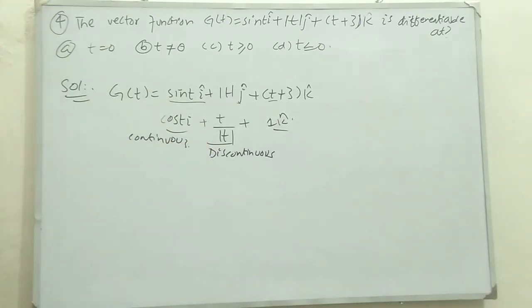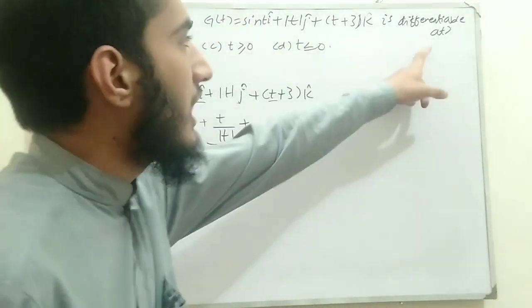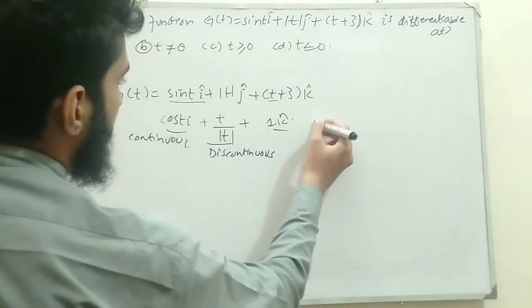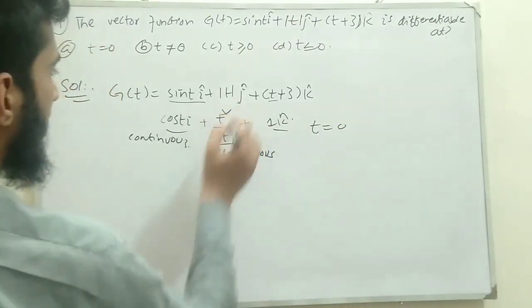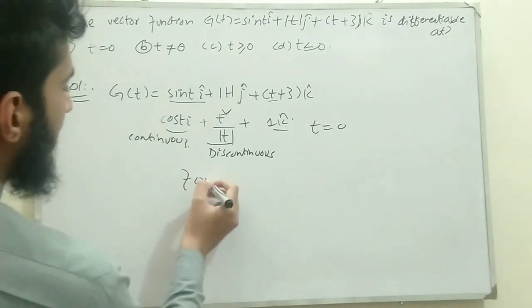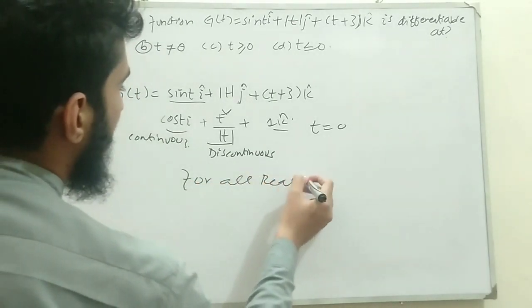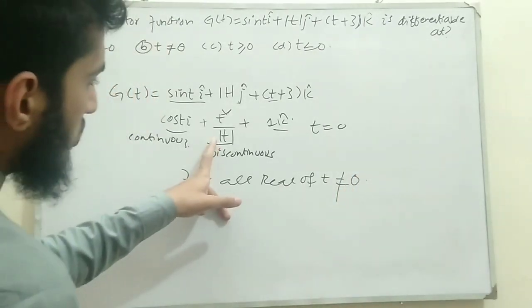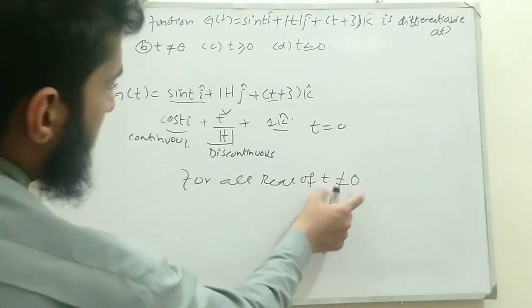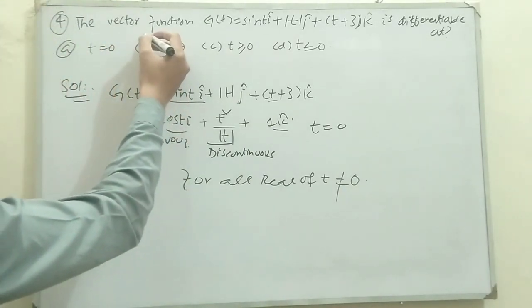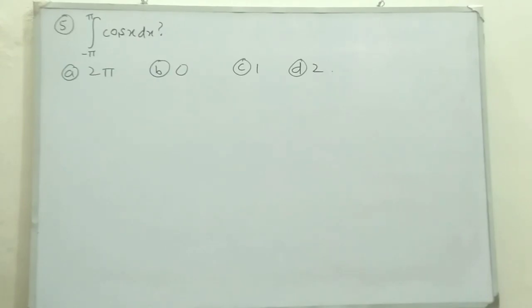But they are asking about differentiable. The vector function is differentiable at: here this function is continuous at t equal to 0, except the function t divided by mod of t. But this function is differentiable for all real values of t except t equal to 0, because at t equal to 0 it goes toward infinity, and all the values except 0 will be our solution. So the correct option in this MCQ number 4 is option number B. Now move toward MCQ number 5.